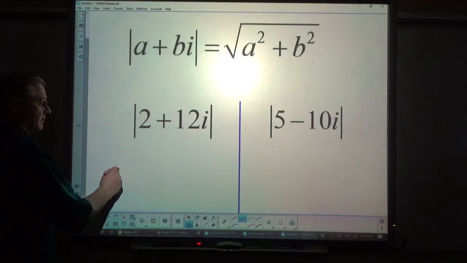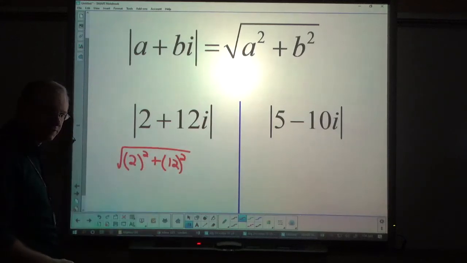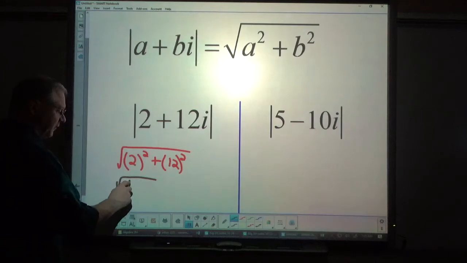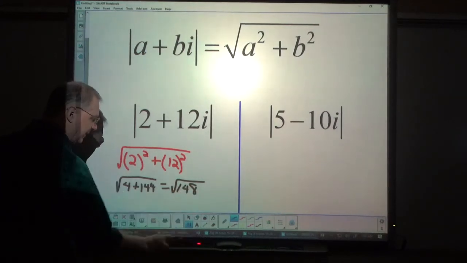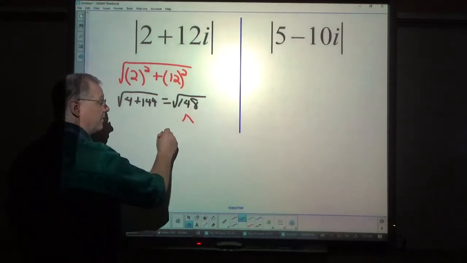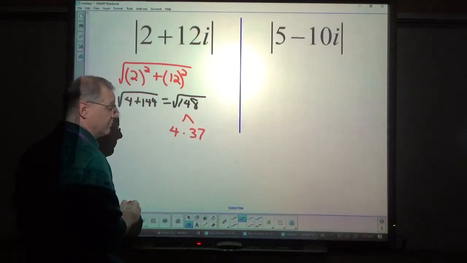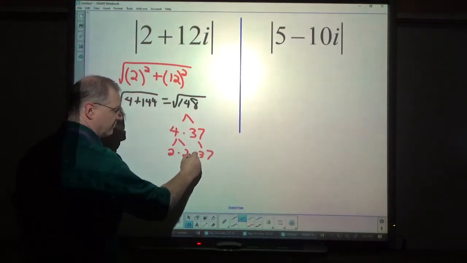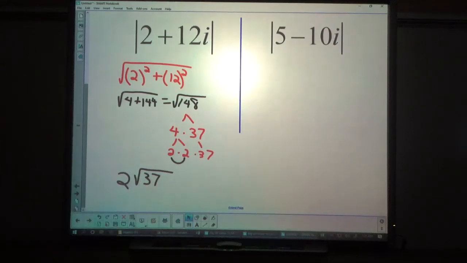So if I do this one, the square root of 2 squared plus 12 squared, i is not involved. Well, that would be 4 plus 144, or 148. Now I can see that 4 goes into 148. Remember, you should have it in simplest radical form. 4 times, let's see, 4 goes into 14, 3 with 2 left over, 37. I'm going to pull out the 2, square root 37. It does take a little remembering, back to when we simplified square roots, but it's worth doing.